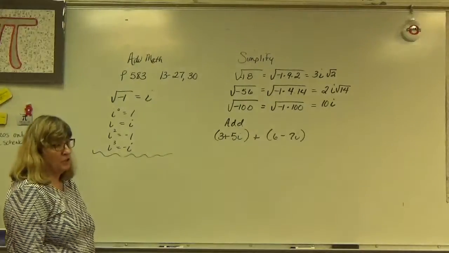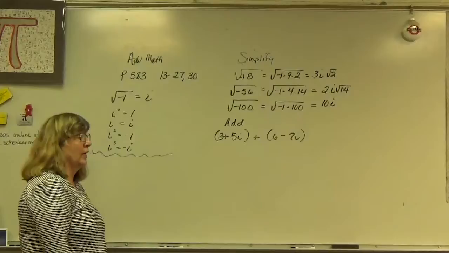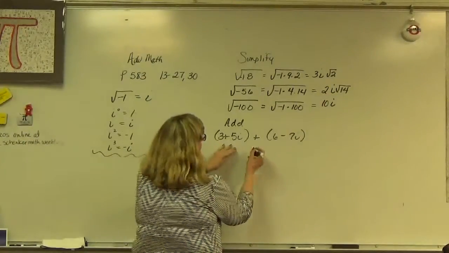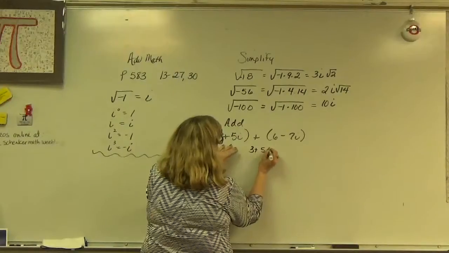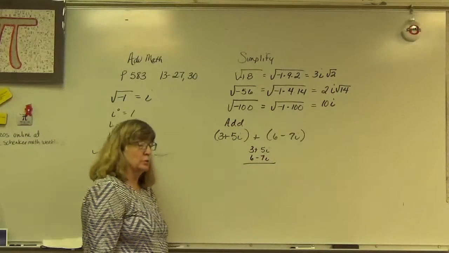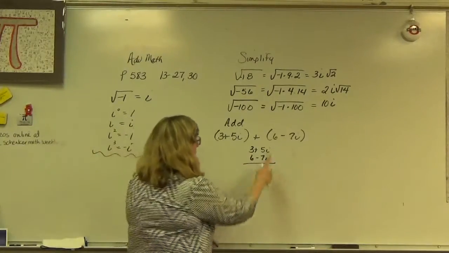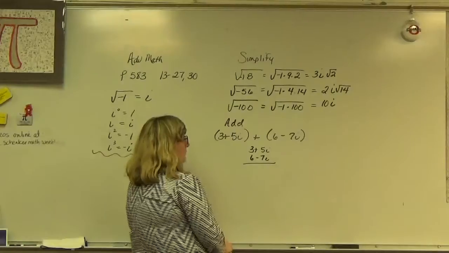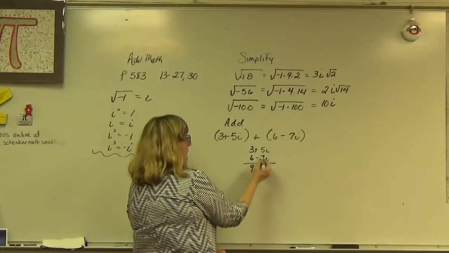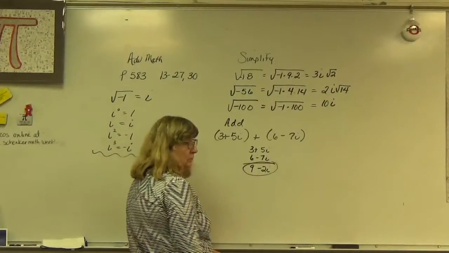To add imaginary numbers, which we call a complex number, a plus bi, I always say line them up. You've got 3 plus 5i, and you're going to add 6 minus 7i to it. So you line up the like terms. What will you get when you add them? That's 6 minus 7i, negative 2i. Now what's 3 plus 6? 9. And that would be your answer.